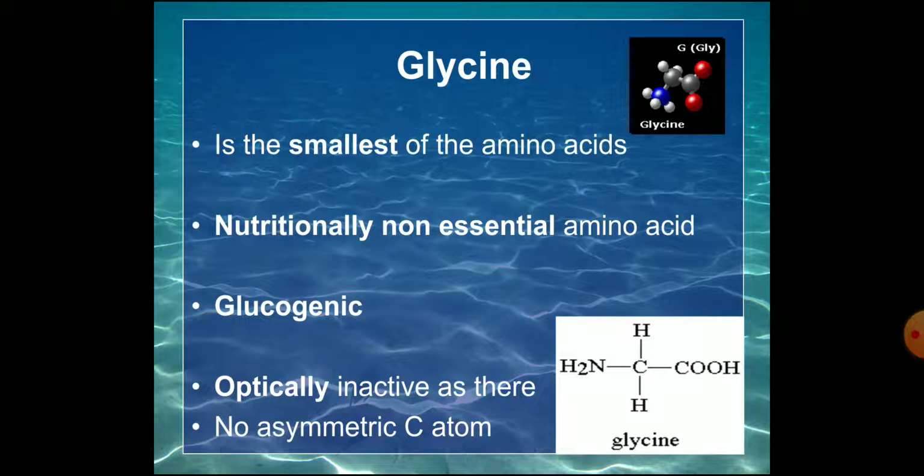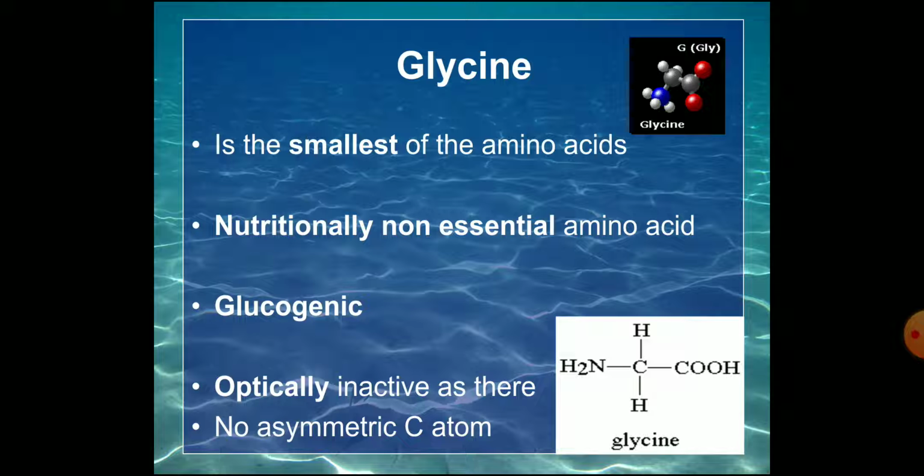So glycine is the smallest of all amino acids and it is nutritionally non-essential. You have studied the essential amino acids, but glycine is a non-essential amino acid, and it is glucogenic and optically inactive because it doesn't contain an asymmetric carbon atom. You can see the chemical structure of glycine where there is no asymmetric carbon atom, so it is optically inactive.